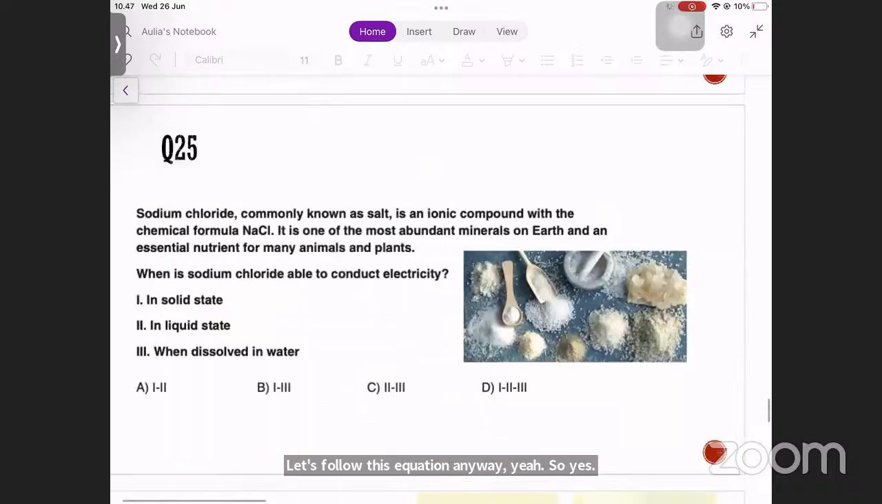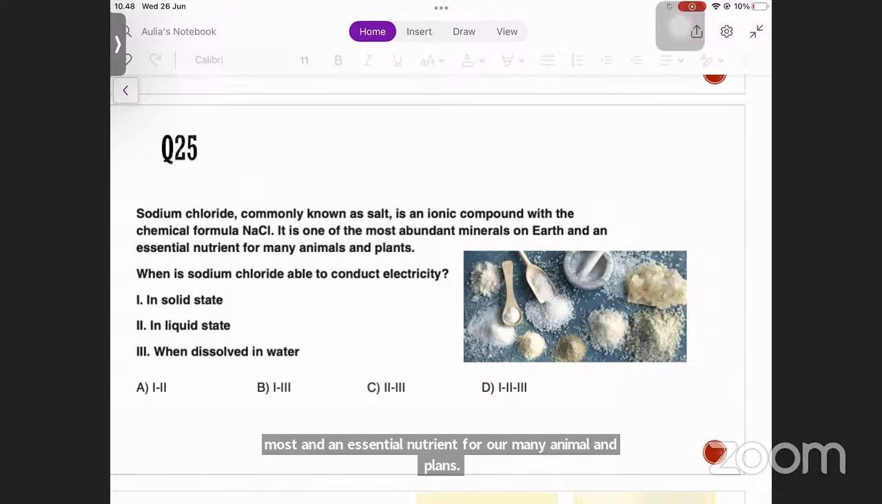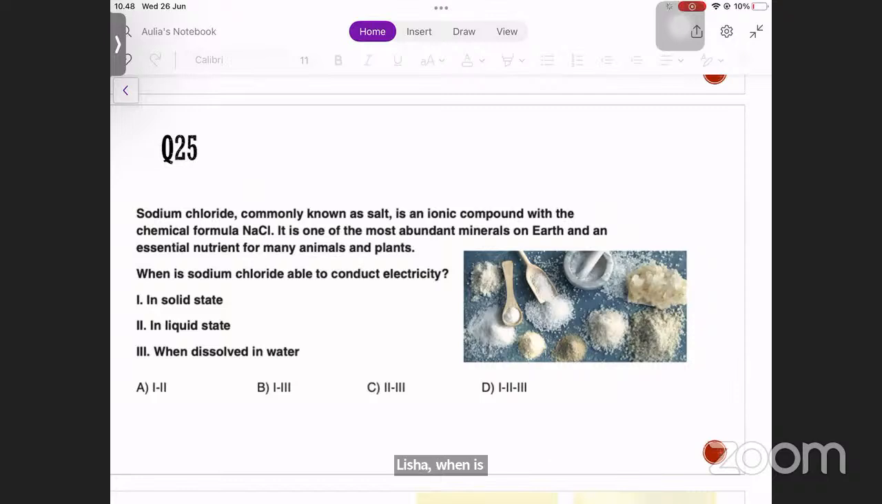Next, number 25. Sodium chloride, commonly known as salt, is an ionic compound with the chemical formula NaCl. It is one of the most abundant minerals on Earth and an essential nutrient for many animals and plants. Question: when is the sodium chloride able to conduct electricity?